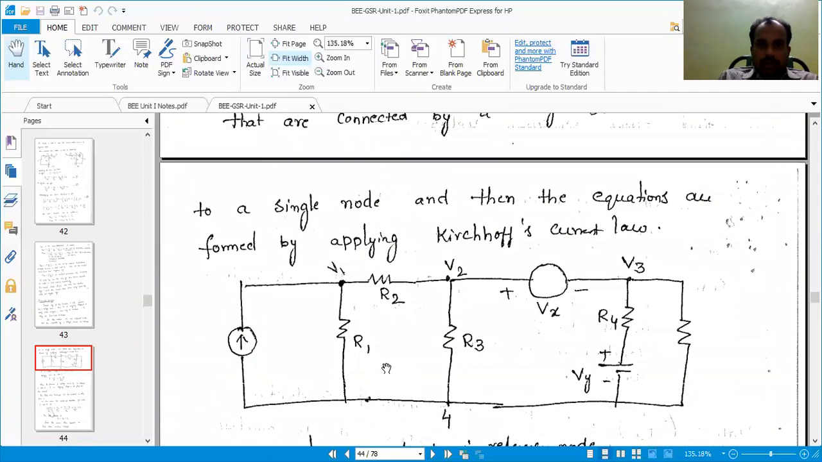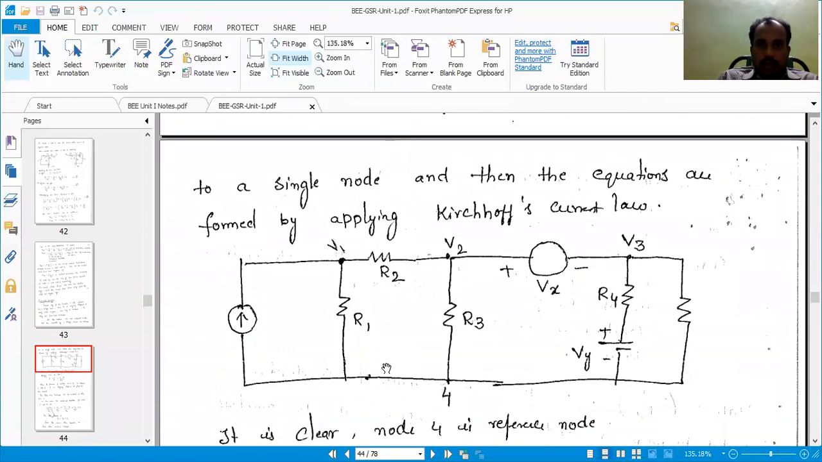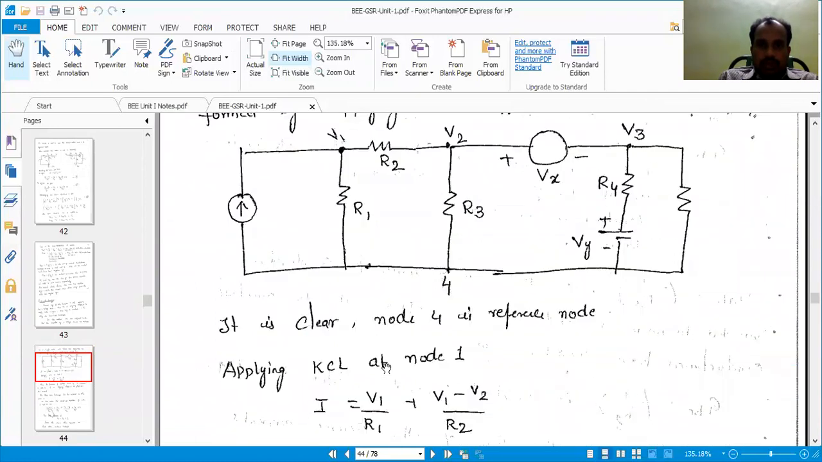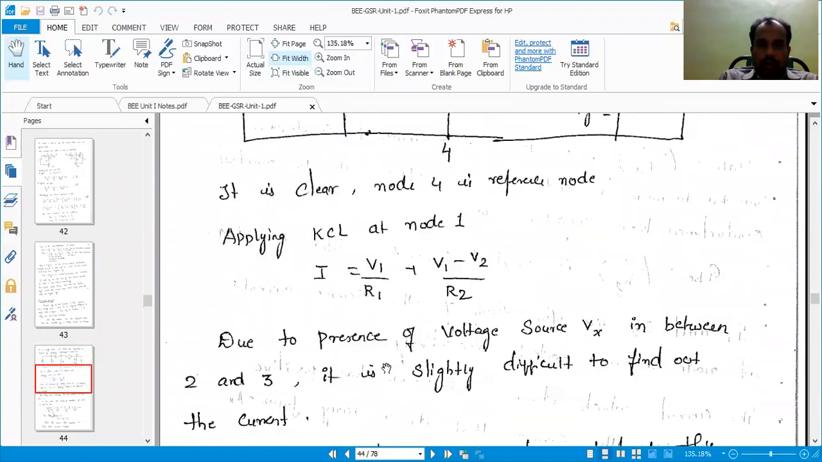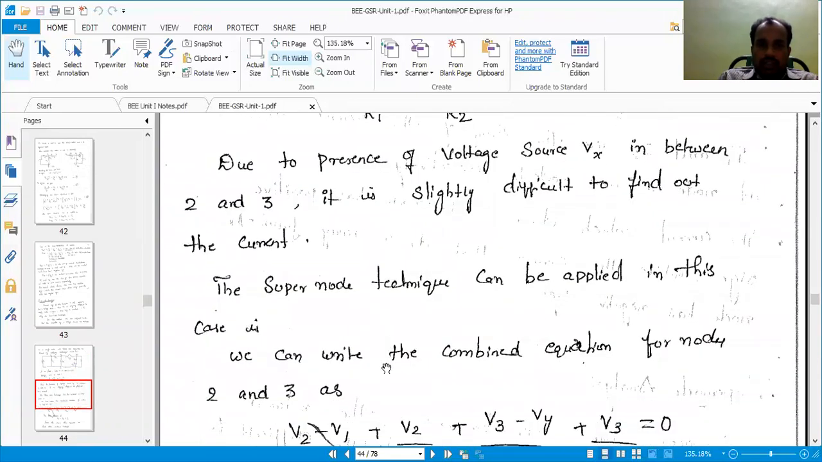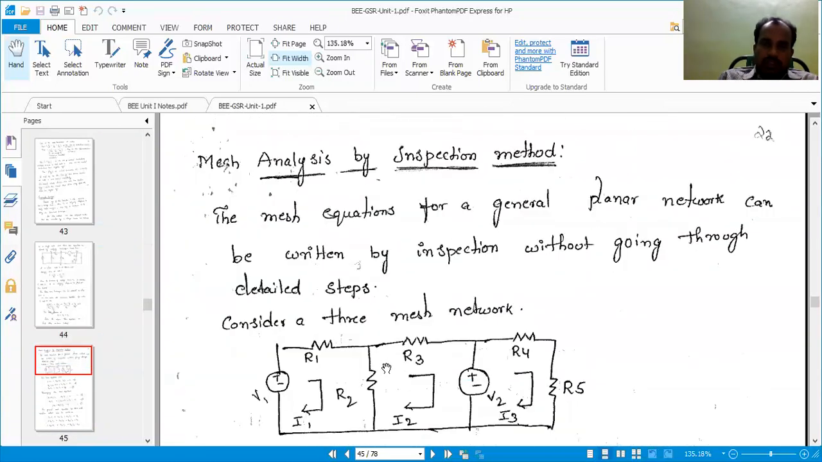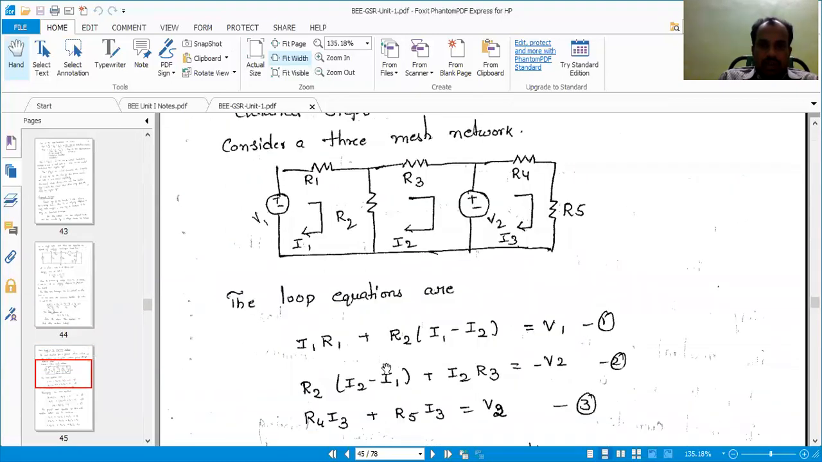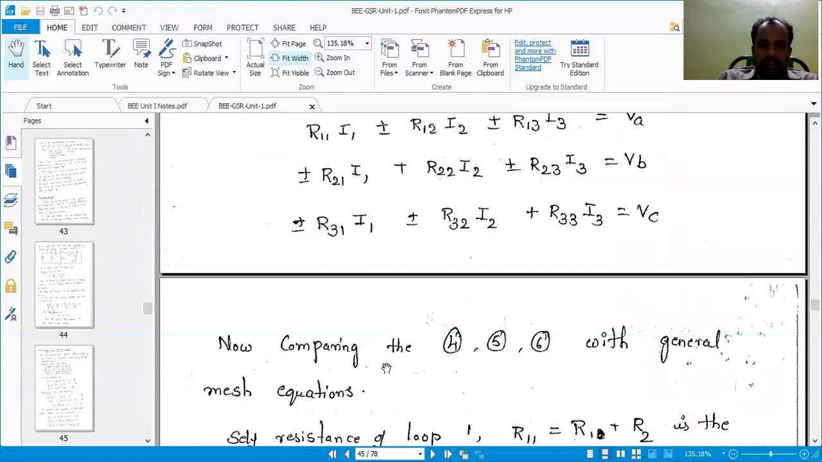A single node equation is written by applying Kirchhoff's current law. For the KVL: V1 by R1 plus (V2 minus V1) minus V2 by R2, due to the presence of the voltage source Vx. The next one is mesh analysis by the inspection method. The inspection method also gives the equations.